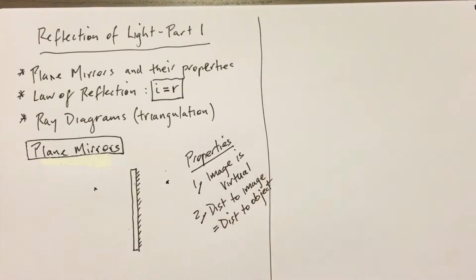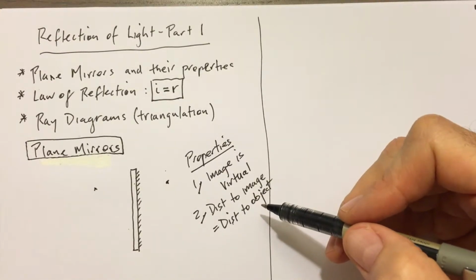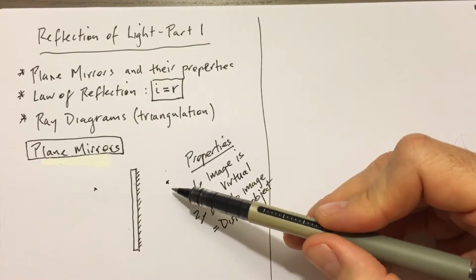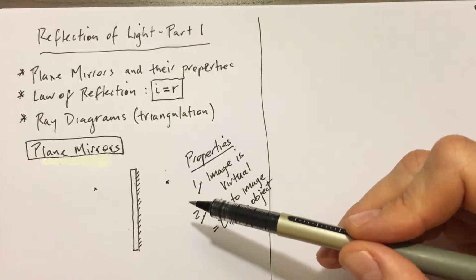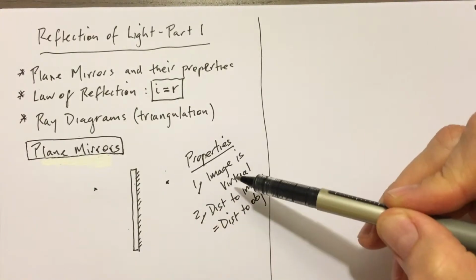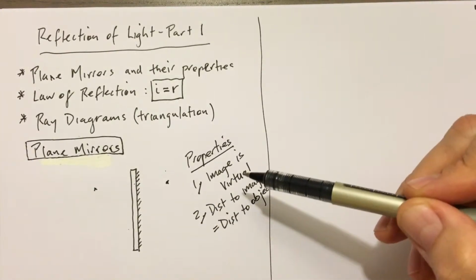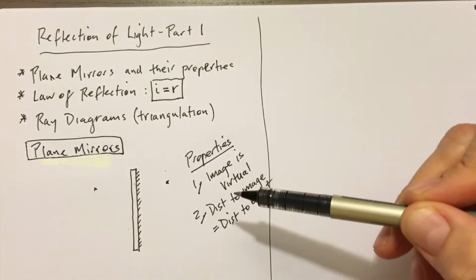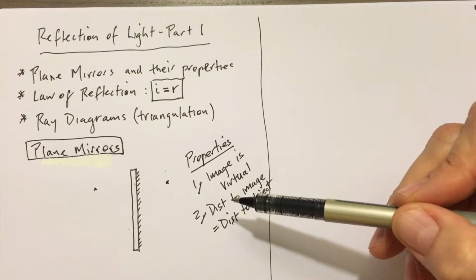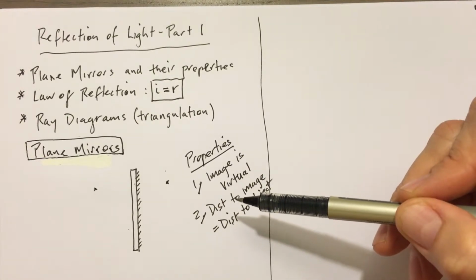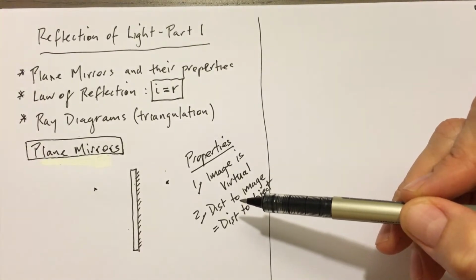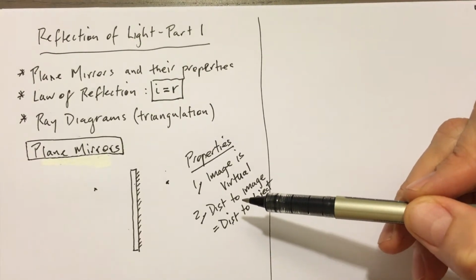What is a virtual image? A virtual image is essentially an image that cannot be projected on a screen. There are only really two types of images that we're going to talk about. One is real, the other is virtual. A real image is an image that can be projected onto a screen. A simple example of a real image is a projector projecting a movie or a PowerPoint onto a screen. That image formed on the screen is a real image, because it's actually there.